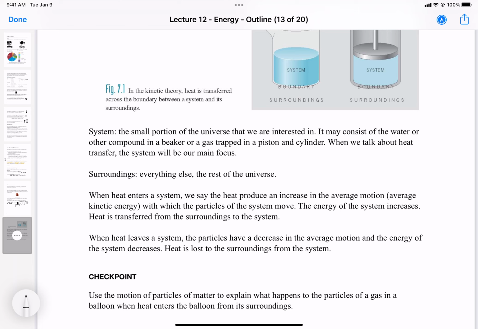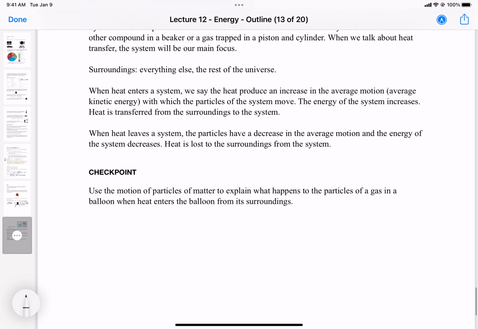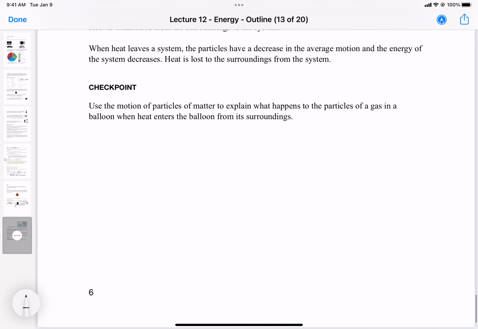So this is where Q of the system is negative, and then when heat enters a system, Q of the system is positive. Okay? All right, so last concept question here. Use the motion of the particles to explain what happens to the particles of a gas in a balloon when heat enters the balloon from the surroundings.